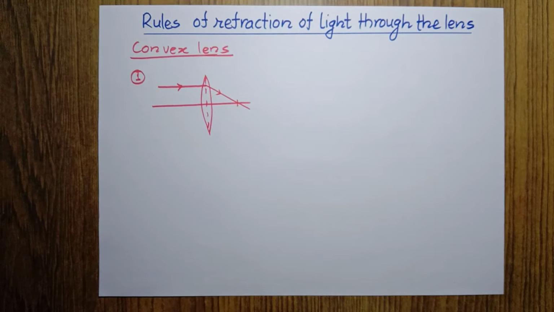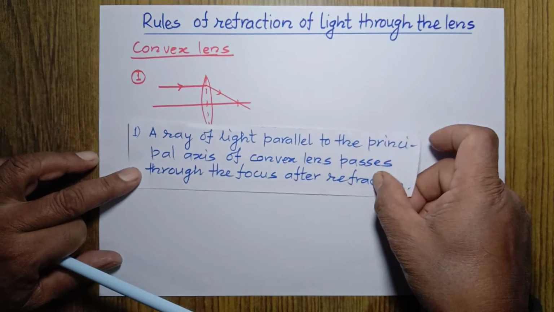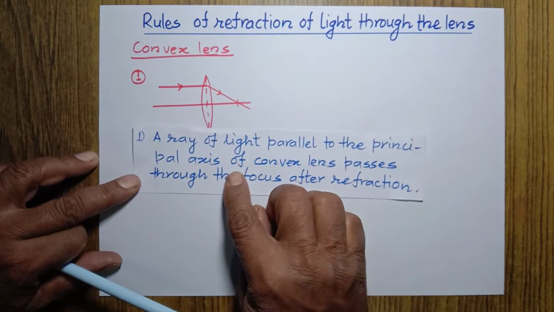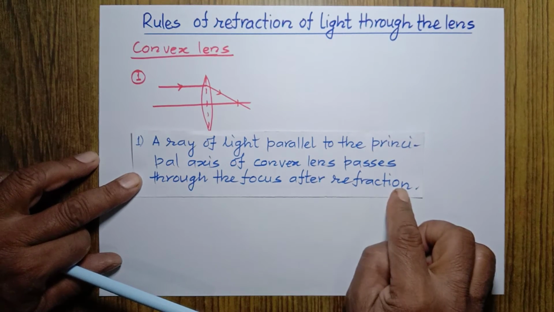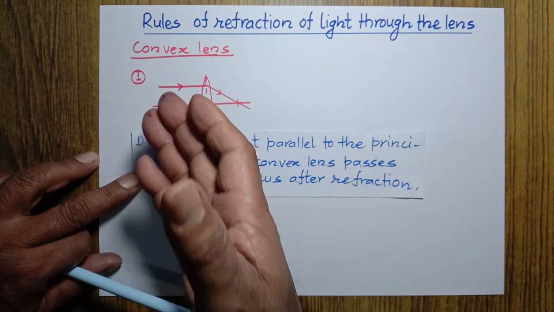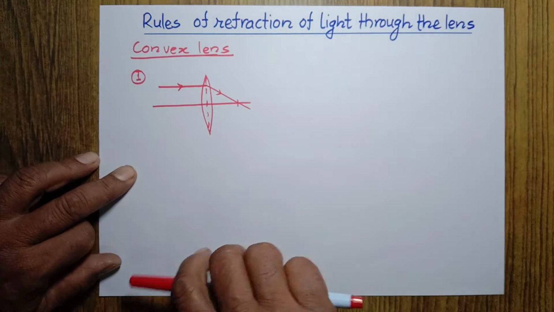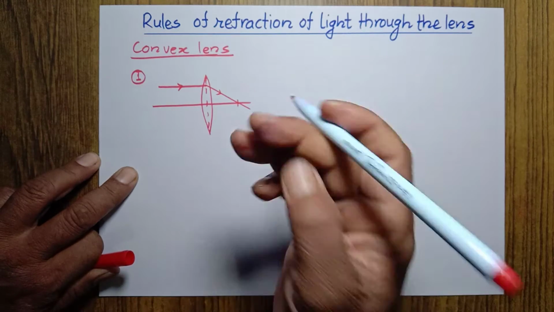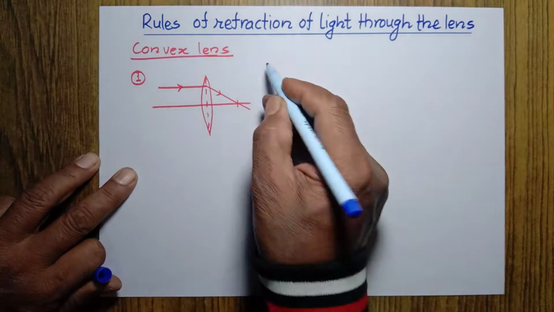Now it can be written this way. Look at this. A ray of light parallel to the principal axis of a convex lens passes through the focus after refraction. It's very simple. This is a rule. And there's another also. Let's talk about the second one. There's a second rule also. Let's say number 2.